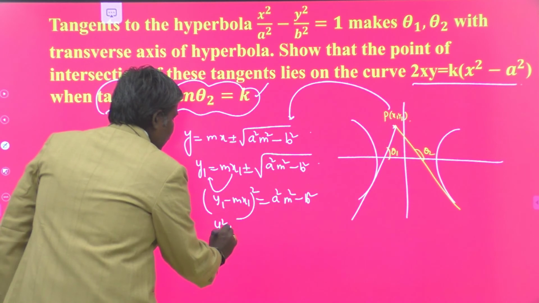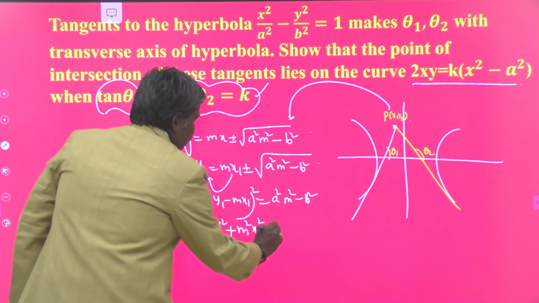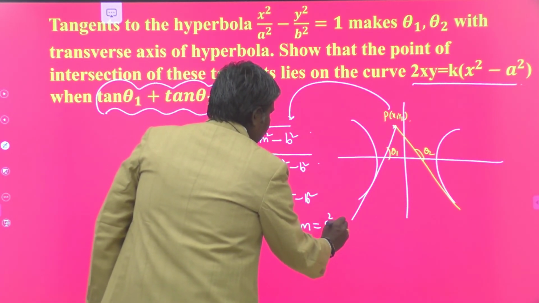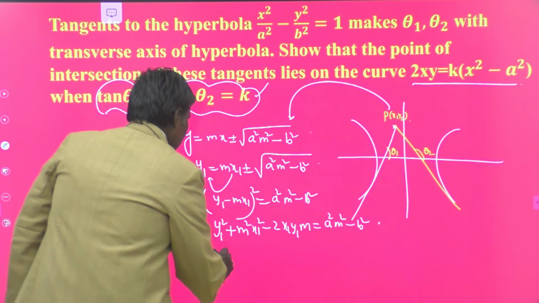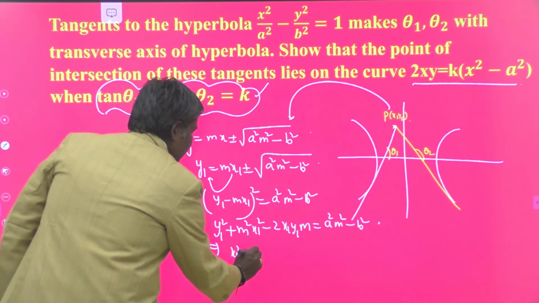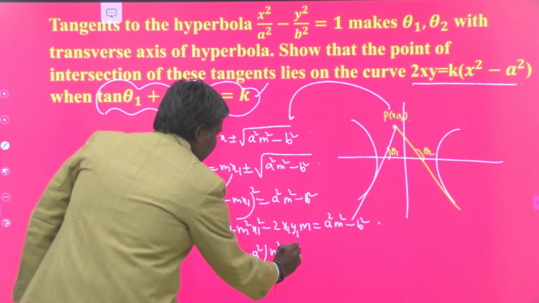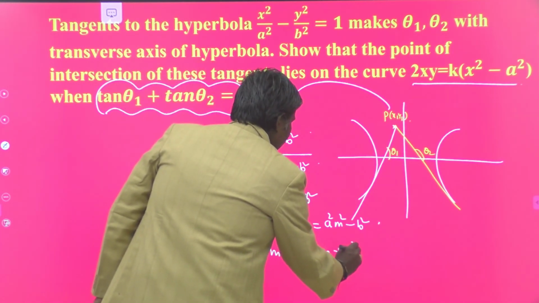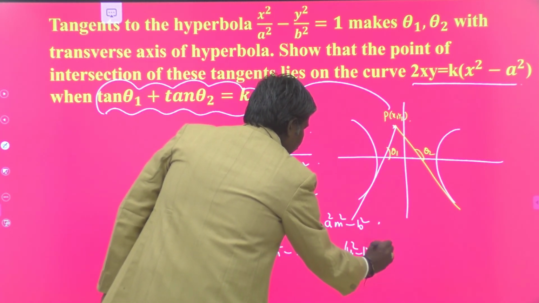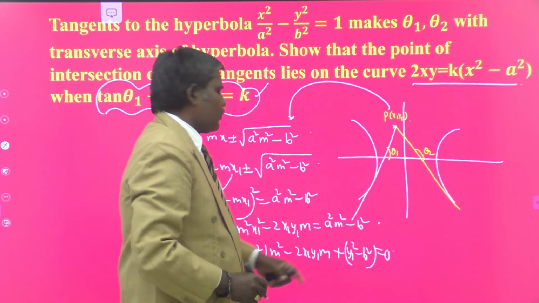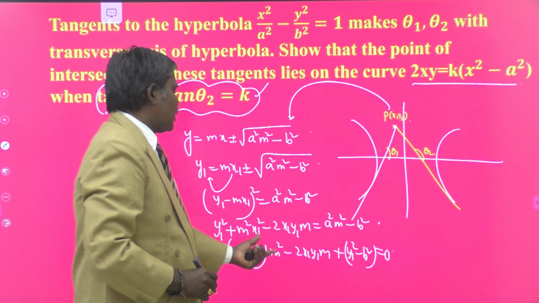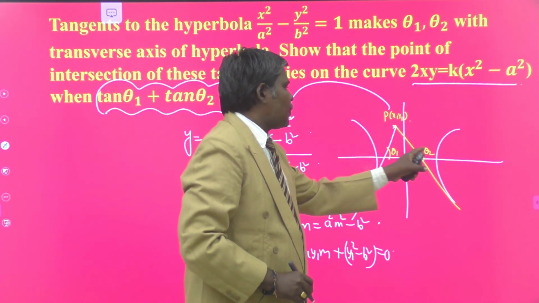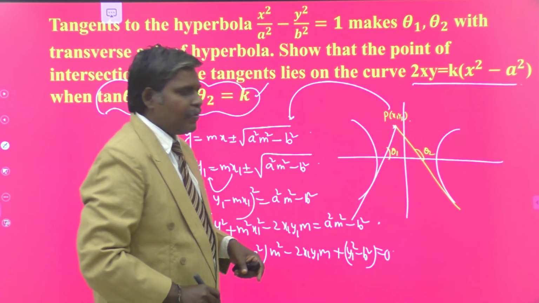So y1² + m²x1² − 2x1y1m = a²m² − b². This implies (x1² − a²)m² − 2x1y1m + (y1² − b²) = 0. This is the quadratic equation in m. It has two roots, say m1, m2. These are the slopes of tangents to the hyperbola through the point P(x1, y1).